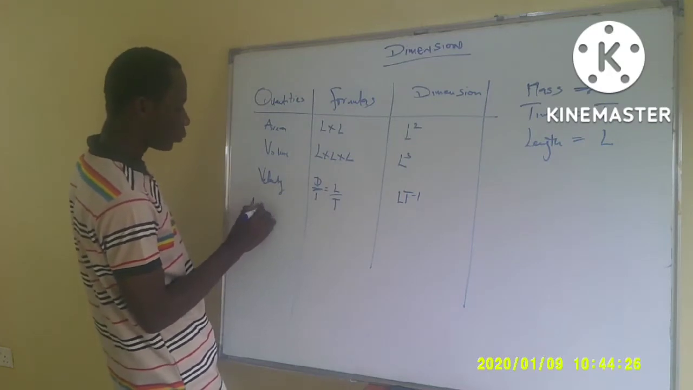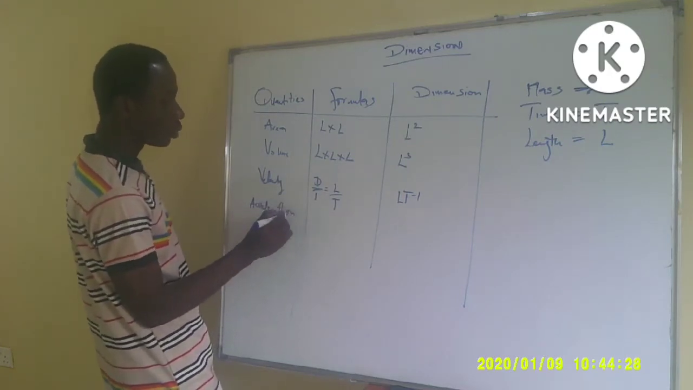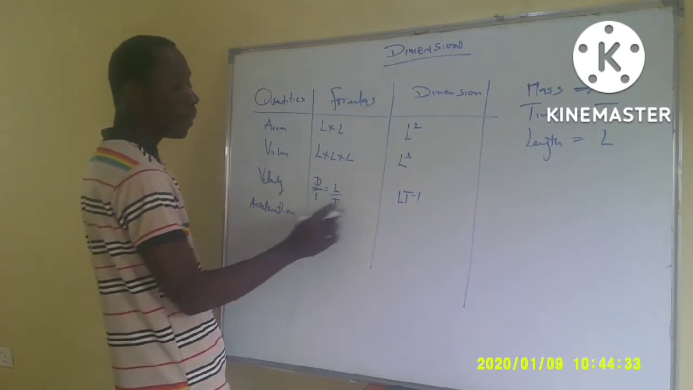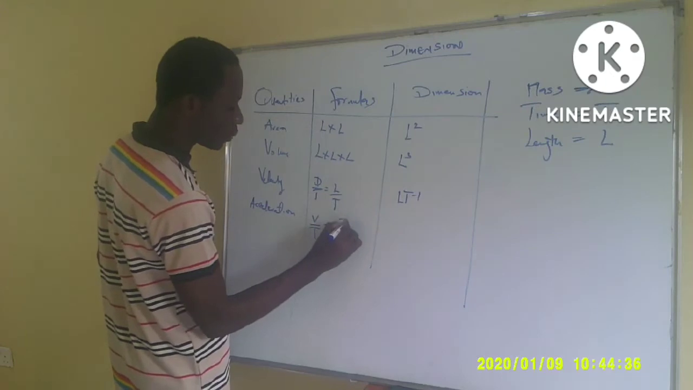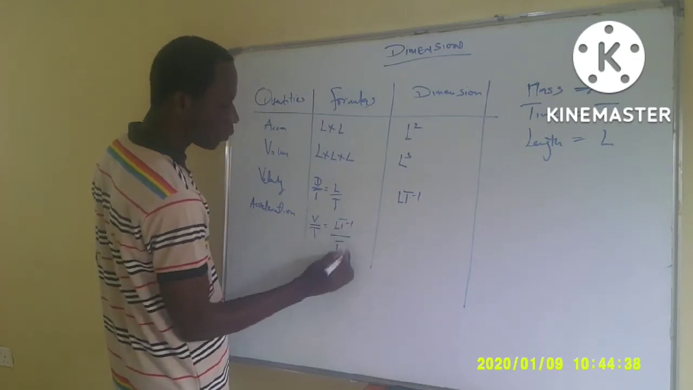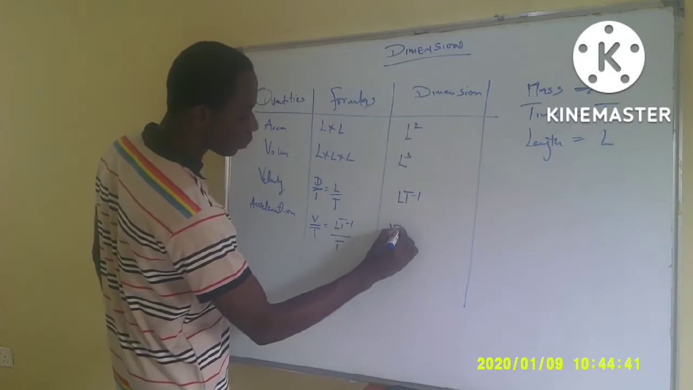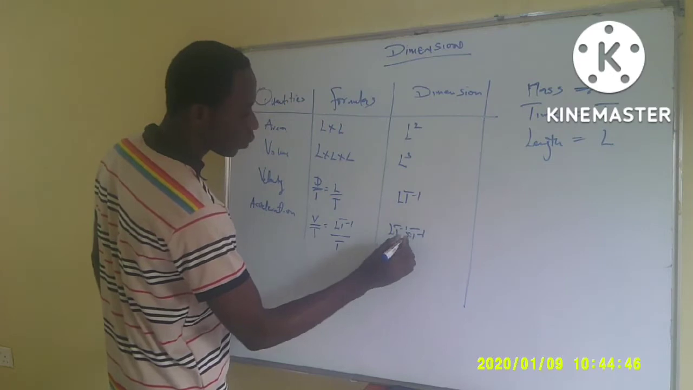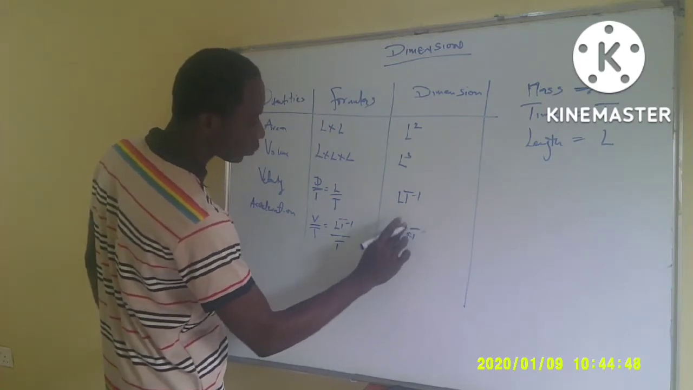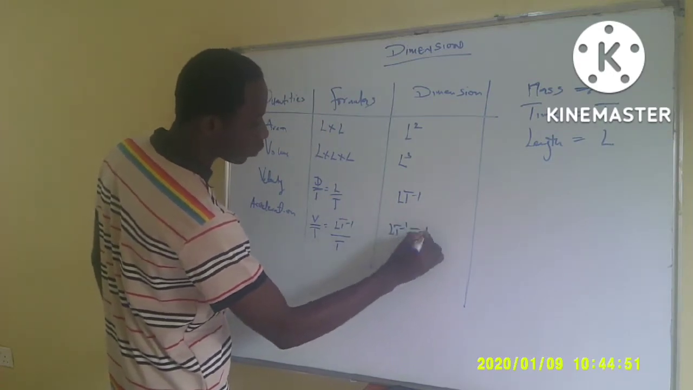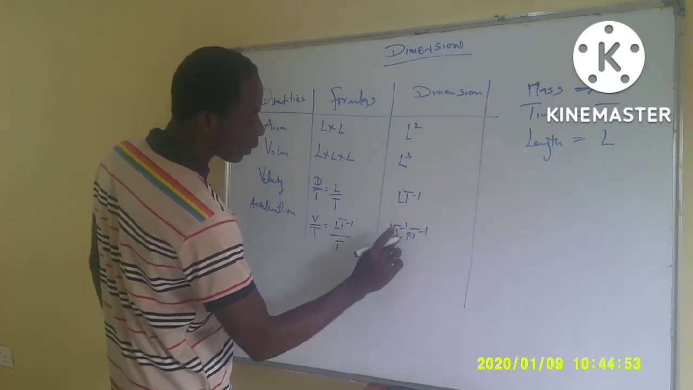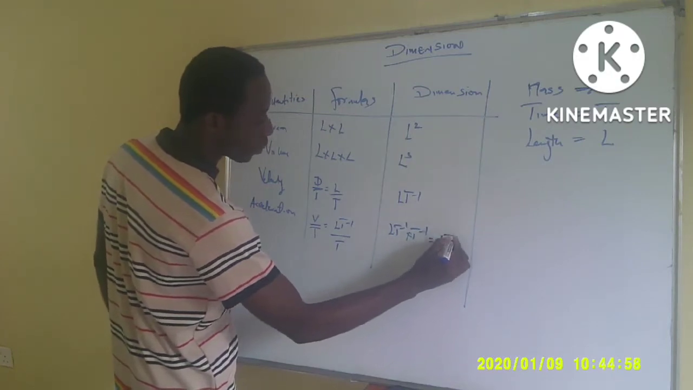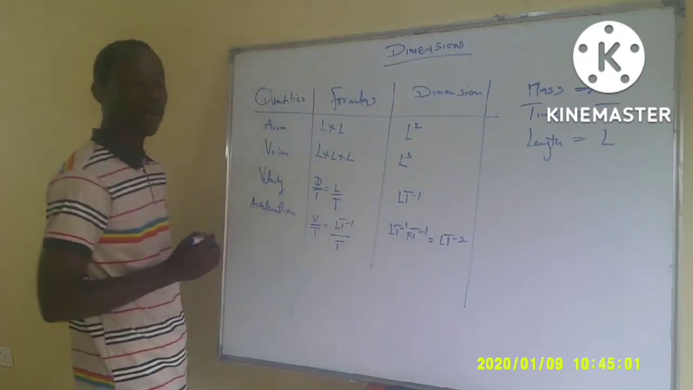Then we have acceleration, which is velocity over time. The dimension of velocity is LT^-1, over time, so the dimension is LT^-1 times T^-1. So it's going to be LT^-1-1, minus 1 plus minus 1 will be minus 2. From indices, at the end we are going to have LT^-2. That's the dimension of acceleration.